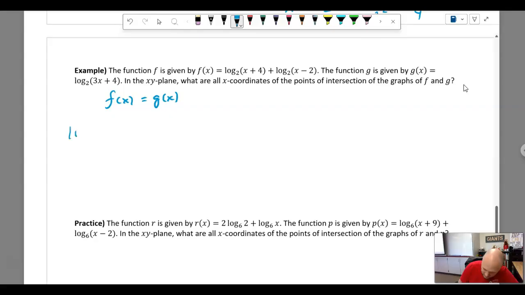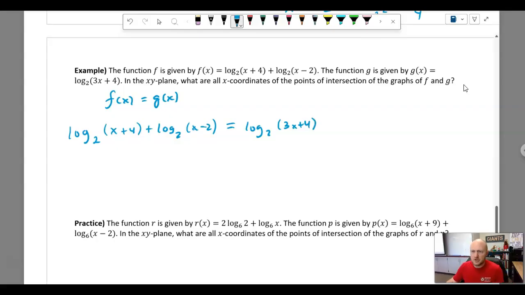So we're going to set these logarithms equal to each other. Log base 2 of x plus 4 plus log base 2 of x minus 2, and I want this to be equal to the other function g of x, which is log base 2 of 3x plus 4. What we're going to have to do is condense this left side. I have two logarithms, and I want one logarithm on each side. So this is going to become log base 2 of x plus 4 times x minus 2, which is equal to log base 2 of 3x plus 4.